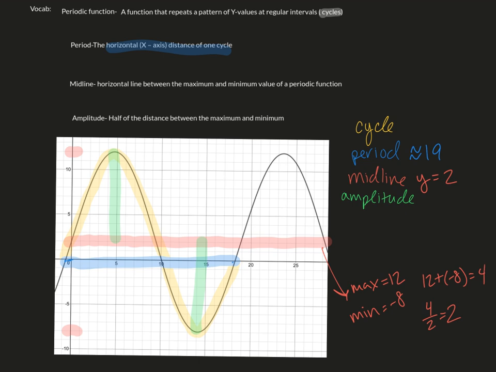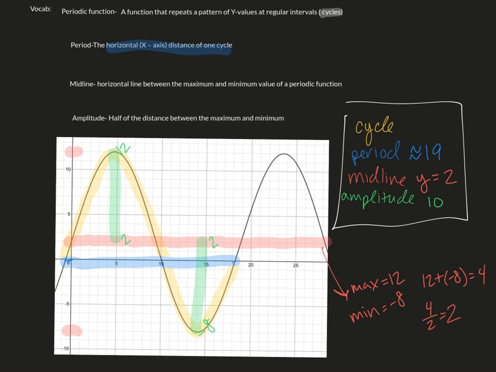So that actual distance, if I am going from a 2 to a positive 12, that difference is going to be 10. Similarly, if you go from the midline to the minimum, that goes from a 2 to a negative 8, which again is a distance of 10. So that's really what all these things are and how we would find them on a graph.